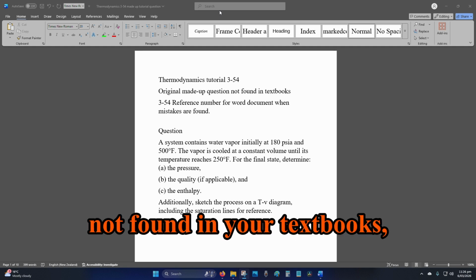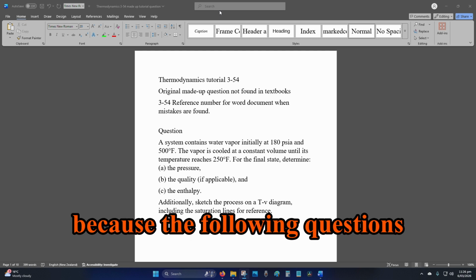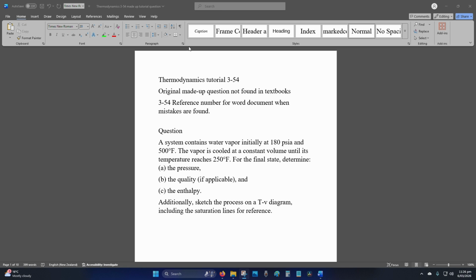This is a made-up question not found in your textbooks. Even though it's made up, it's most likely an exam question because the following questions build on the previous question.